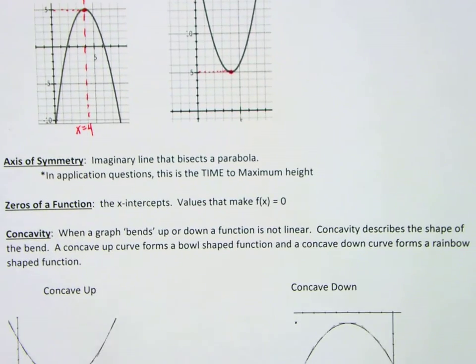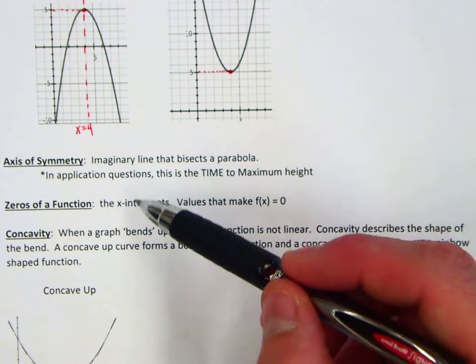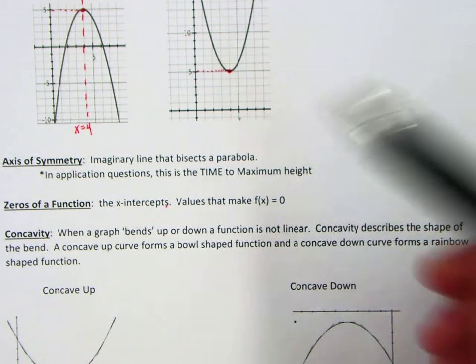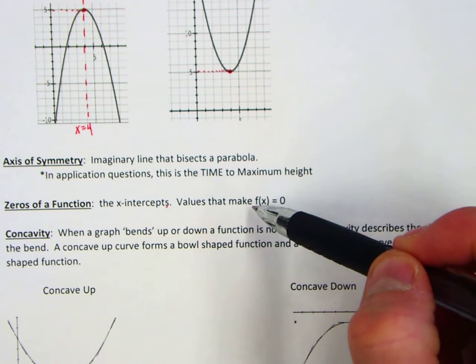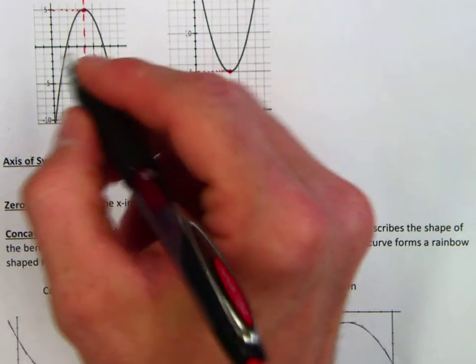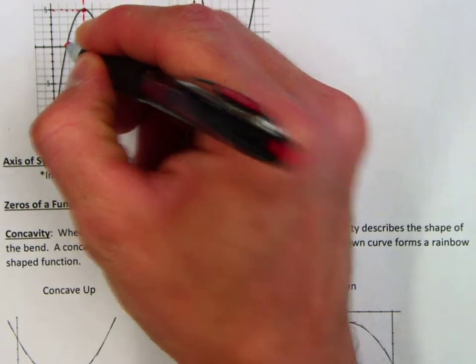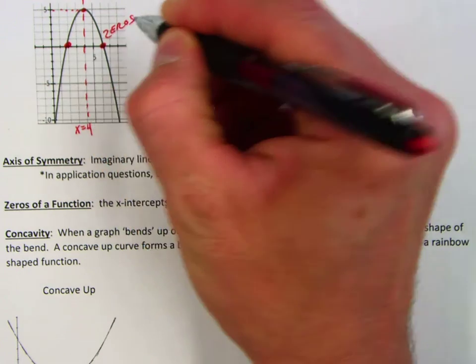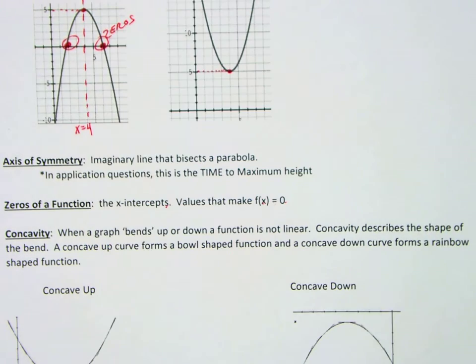The zeros of a function are where the graph crosses the x-axis. They are the values of x that make the function equal 0. So whatever the x-intercept is, those are the zeros of the function. Okay?